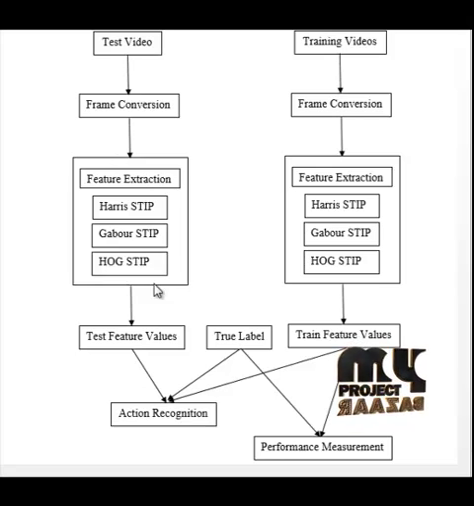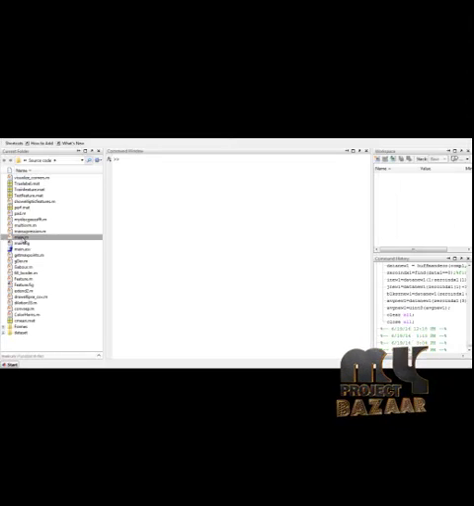Based on the features extracted, the same procedure is repeated for all the videos present in the dataset, and the trained features are calculated. The test features, trained features, and the labels are used to recognize the action based on the assumed kernel, and the performance of the process is measured. Let me show the execution of the process.